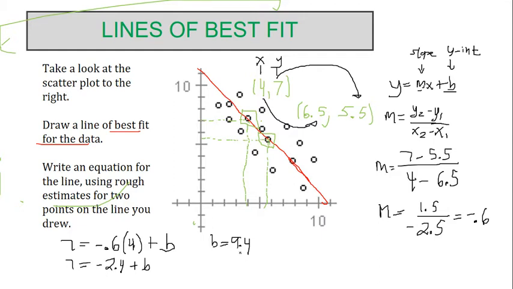Okay, well now we have all the values we need. We have a value for the slope and we have a value for the y-intercept. So I can go ahead and write the equation of the line: y is equal to negative 0.6 x plus 9.4.